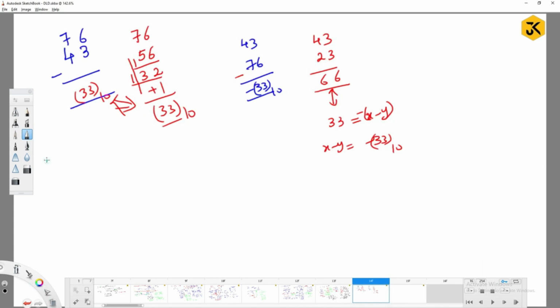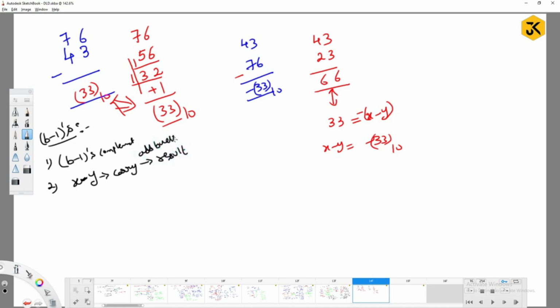So, first one, try to find. I am trying to tell the b minus 1's complement procedure. First find the b minus 1's complement number, and then if the result of x minus y generates a carry, you need to add it back to the result. That itself is the final result.